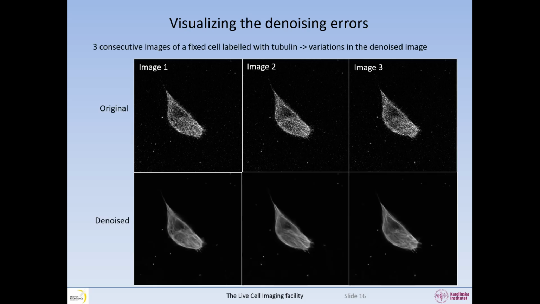So this is an example of 3 consecutive images of a fixed cell labeled with tubulin. And so we have a variation in the denoised images, of course, also in the noisy image, but in the denoised images, you can see at the bottom row that even though it's hardly visible in the original image that we have fibers, the tubulin fibers, AI finds the fibers, but in each of these images, it finds different fibers. So some of them are always there, but many of them are different between the three images, and that clearly shows the limitation of using AI to denoise images.